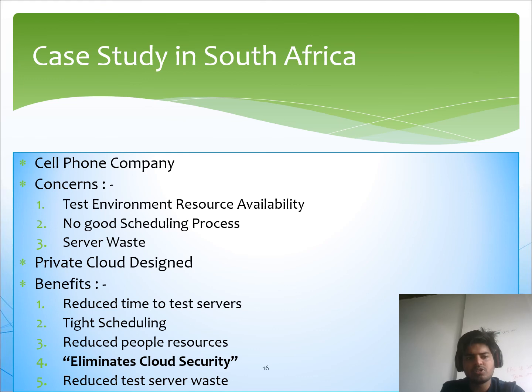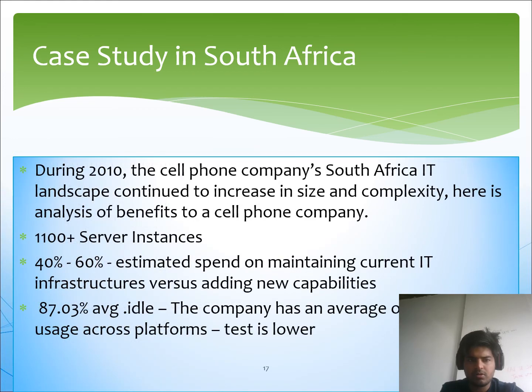The private cloud was designed to provide tight governance, automated provisioning, and decommissioning of environments allocated to projects. So there are 1100 plus server instances. The number of instances has grown exponentially over the past 5 years.